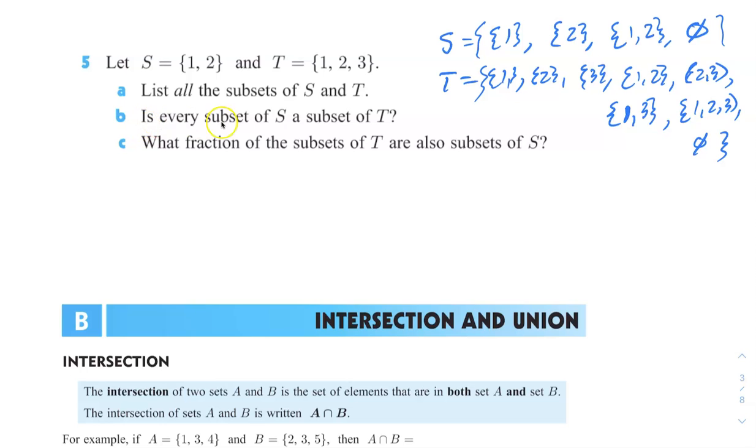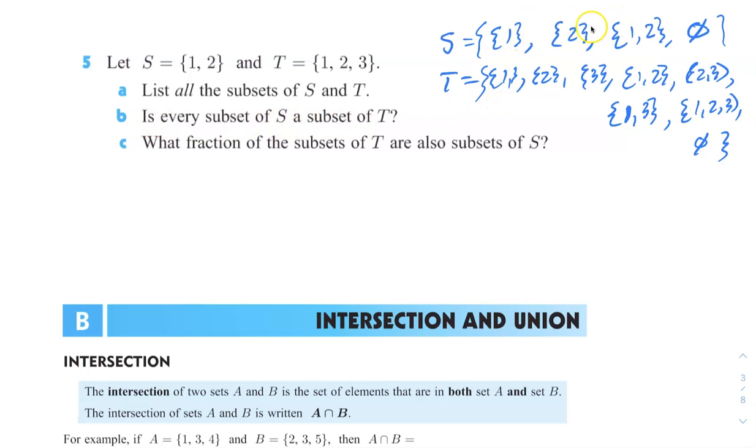Is every subset of S a subset of T? Yeah, every subset of S is also a subset of T. 1 and 1, 2, 2, 1, 2, empty set. So this is true. Yes.